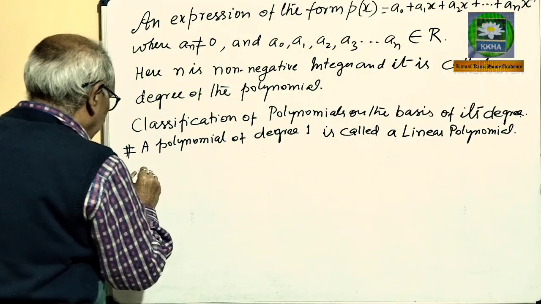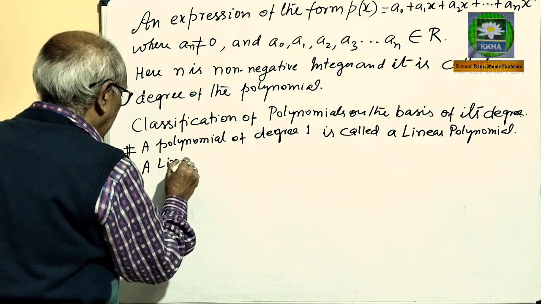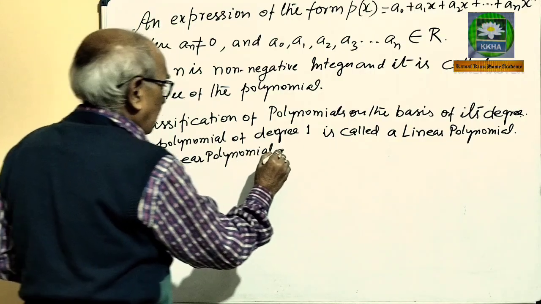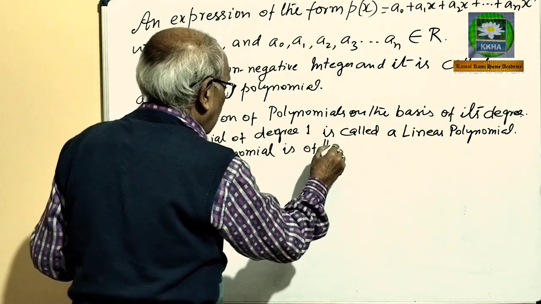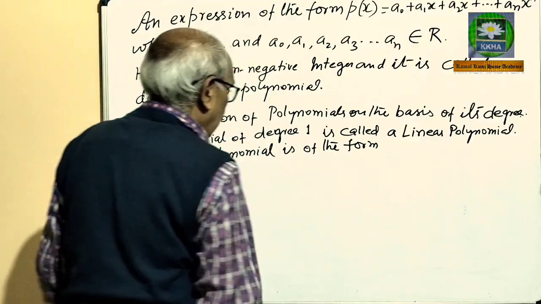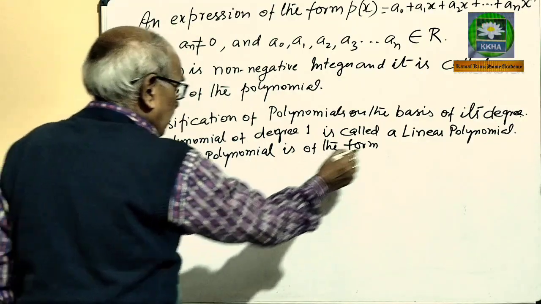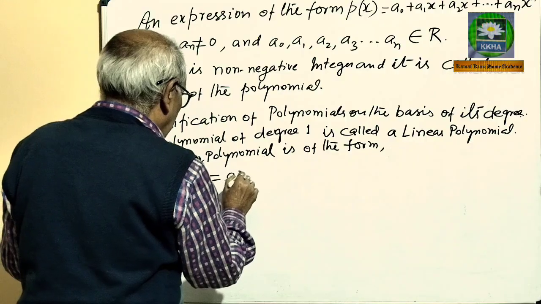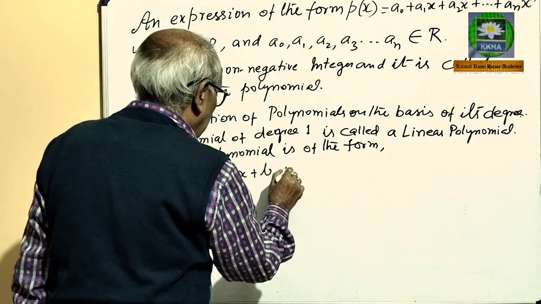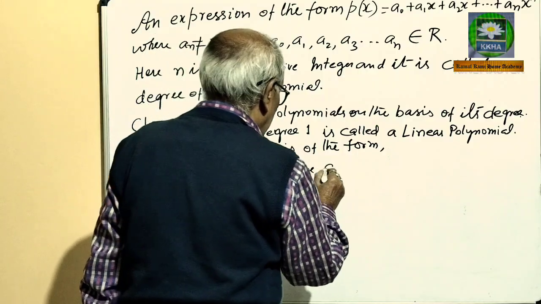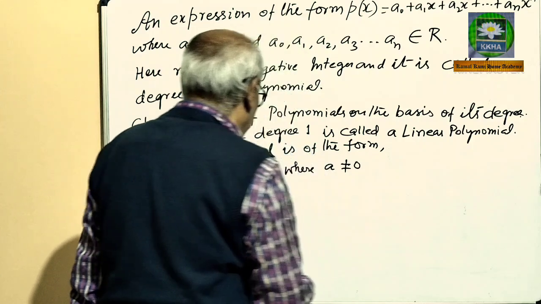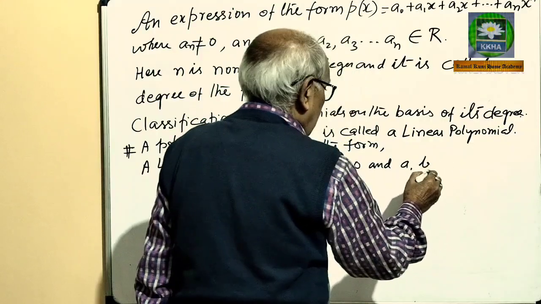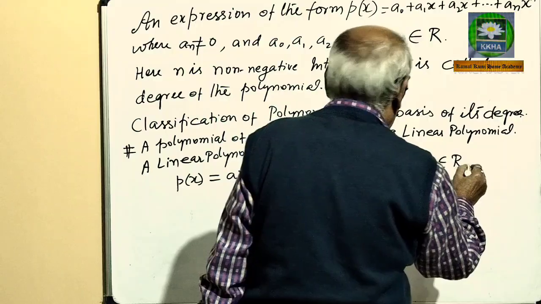A linear polynomial is of the form P(x) equal to ax plus b, where a is not equal to 0, and a and b are real numbers belonging to R.